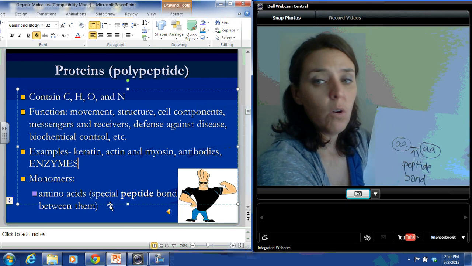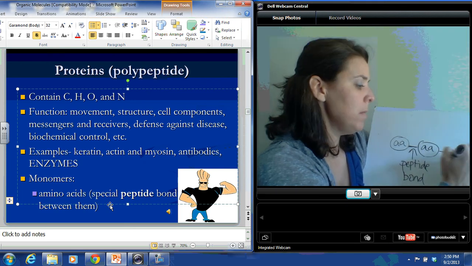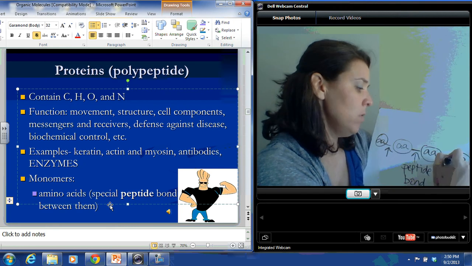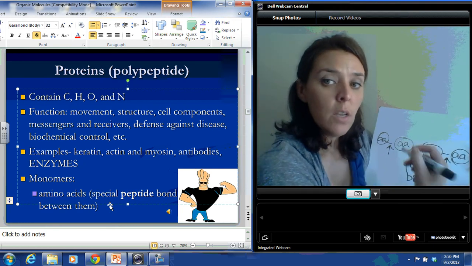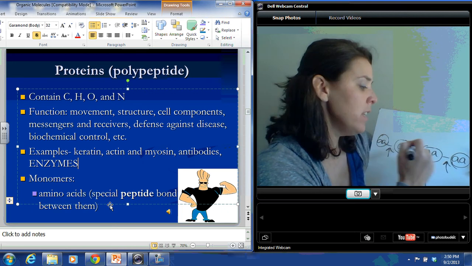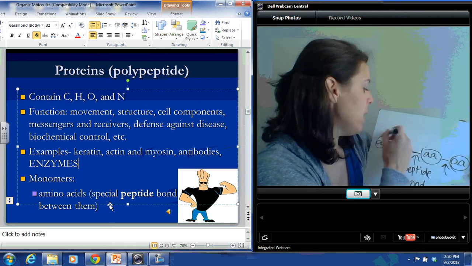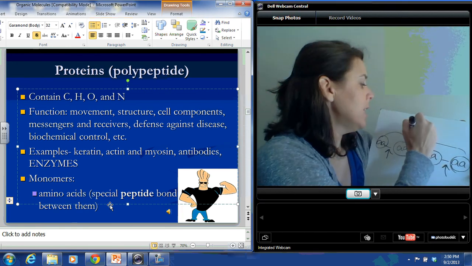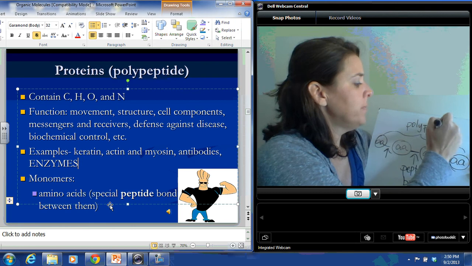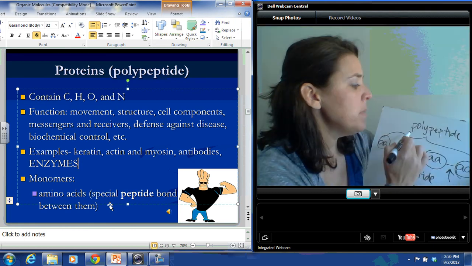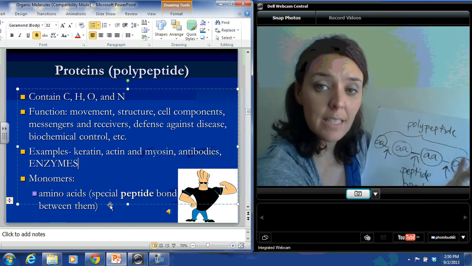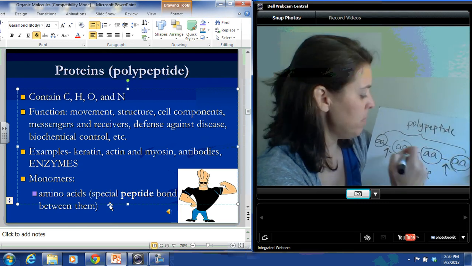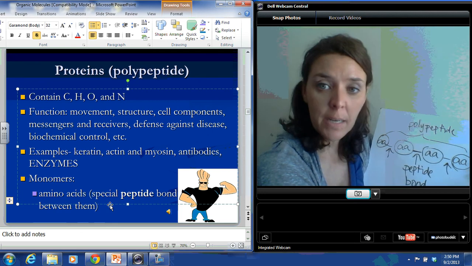Well, if I want to make a whole bunch of peptide bonds and combine a whole bunch of amino acids together, then I'm getting a whole bunch of bonds. When I get this, I no longer have individual amino acids. I now have a polymer, which we oftentimes refer to as a polypeptide. So sometimes a polypeptide is used instead of saying a protein, but they're really the same thing. This one is called a polypeptide because it has many peptide bonds.